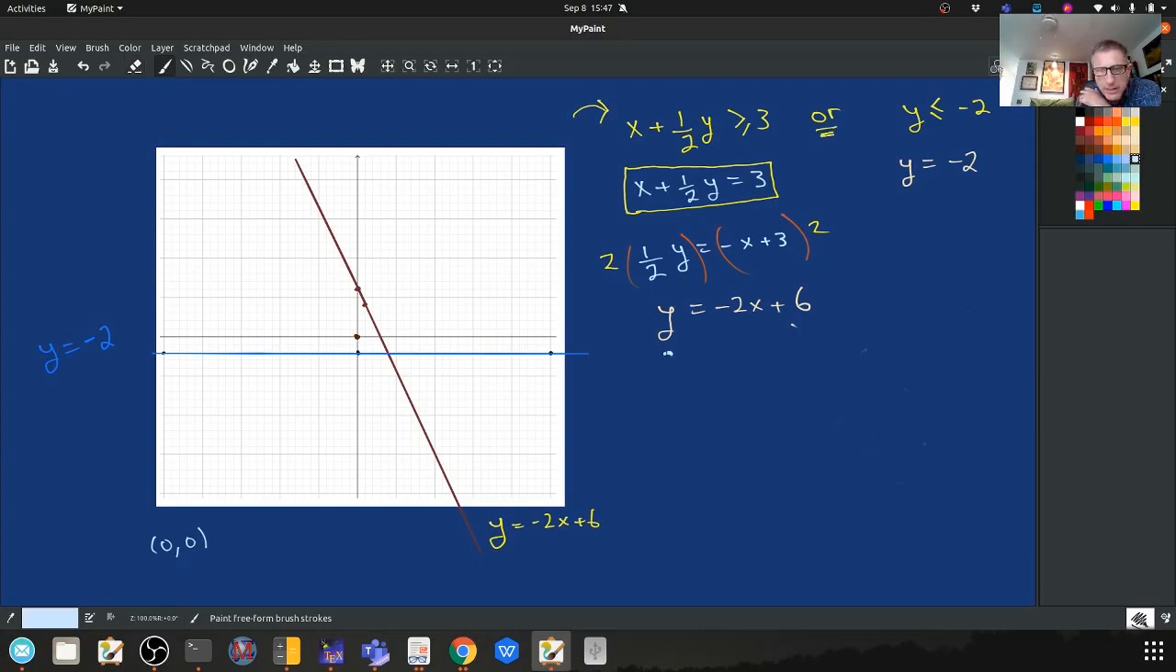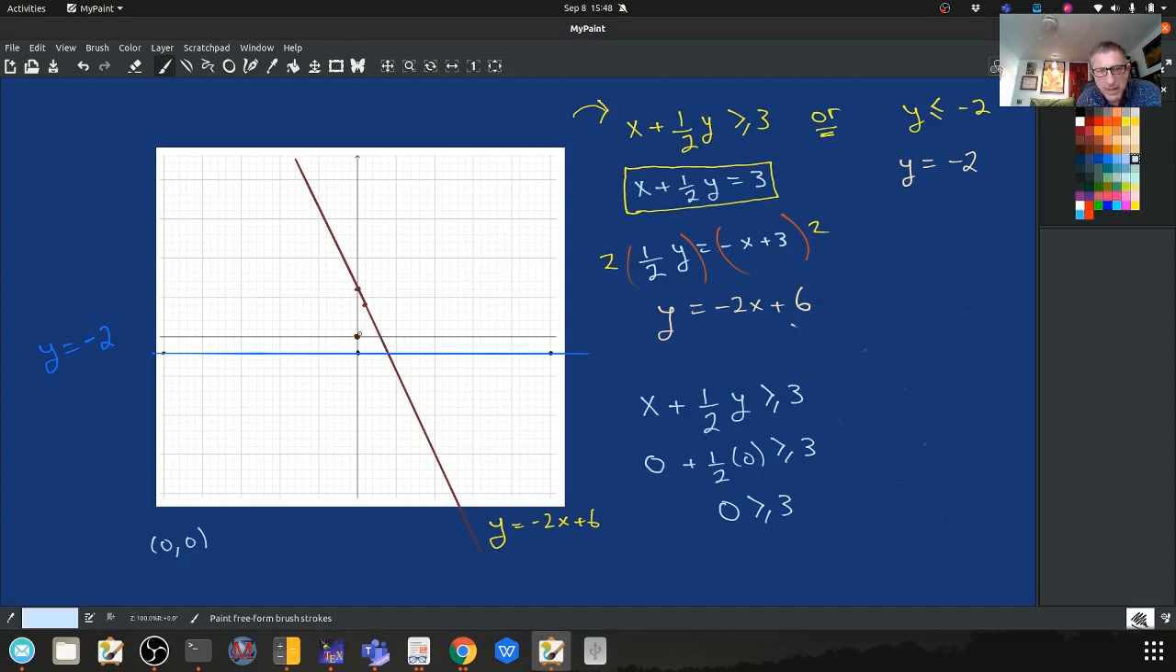So I'm going to plug in 0 for y and 0 for x. But I don't want to plug them in right there. I want to plug them in the original equation. X plus 1/2 y, the original inequality, is greater than or equal to 3. So plug in 0 for x, 1/2 times 0. Is that greater than or equal to 3? Well, that says that 0 plus 0, but 0 is not greater than or equal to 3.